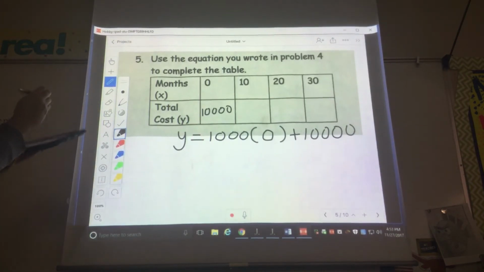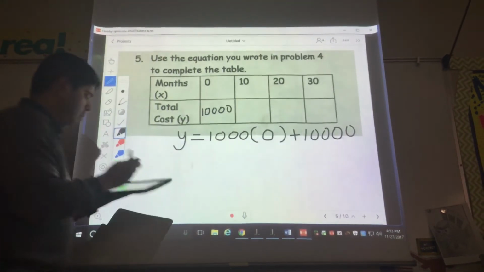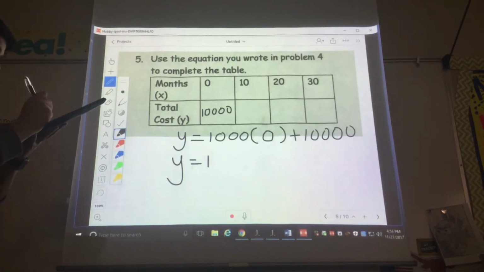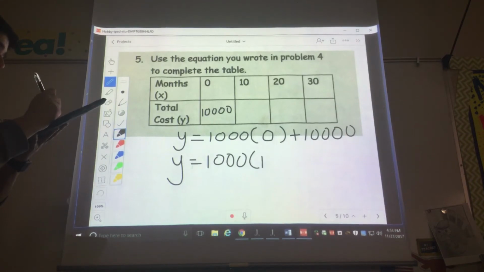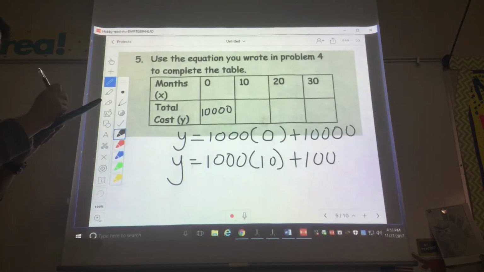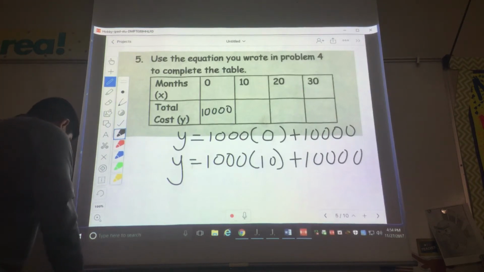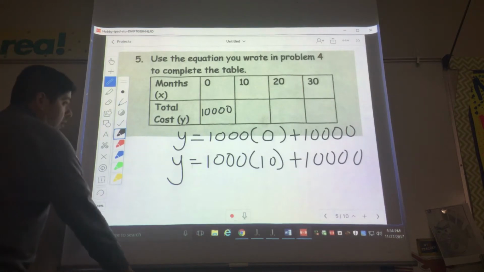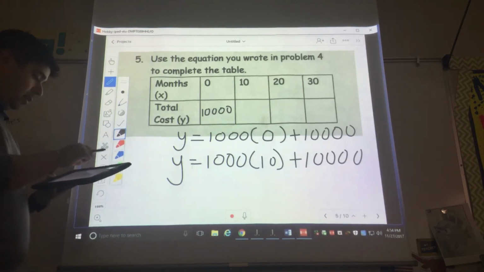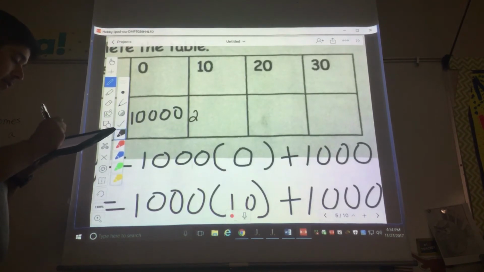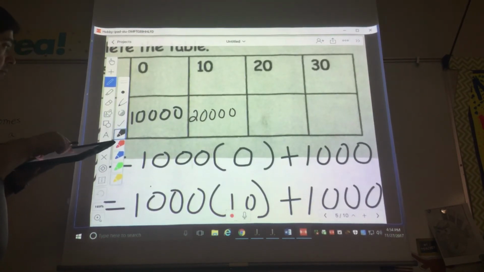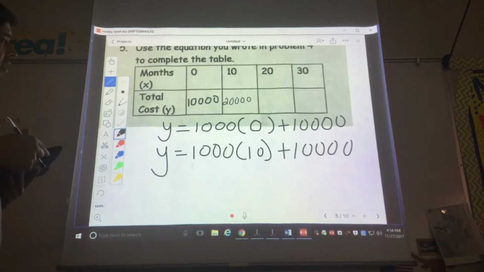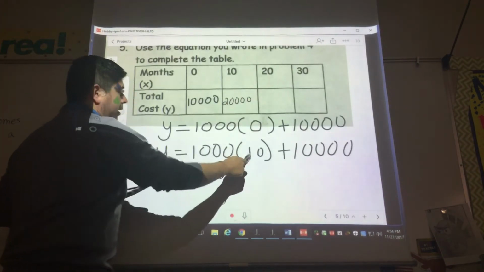Now I'm going to substitute 10 in for x. Y equals 1,000 times 10 plus 10,000. You can go ahead and put that in your calculator: 1,000 parentheses 10 plus 10,000. Hit enter. You're going to get your answer, which is 20,000. I think you get the rest of the idea. So this 20 is what's going to go next.